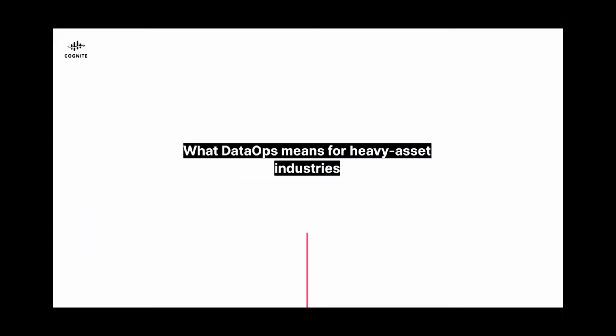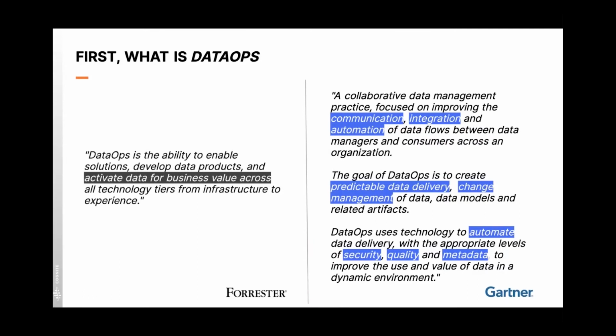So what does DataOps mean for heavy asset industries? And here, it's probably good to start with what is DataOps. We selected two very simple, straightforward definitions from two of the leading industry analyst companies, Forrester and Gartner, respectively. As Forrester puts it, DataOps is the ability to enable solutions to develop data products and to activate data for business value across all technology tiers, from infrastructure to experience. So the key is really to activate data for business value.